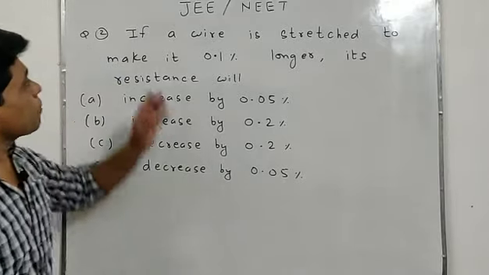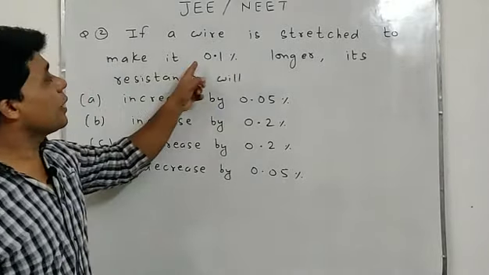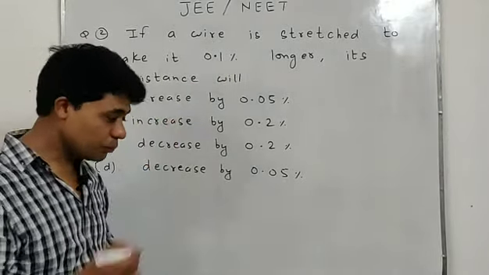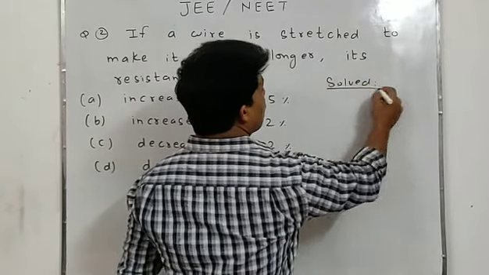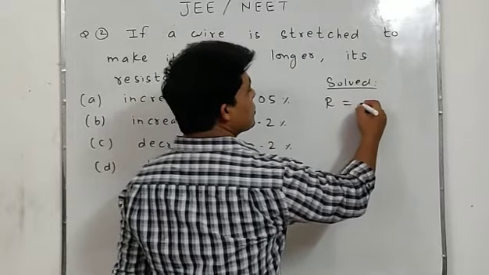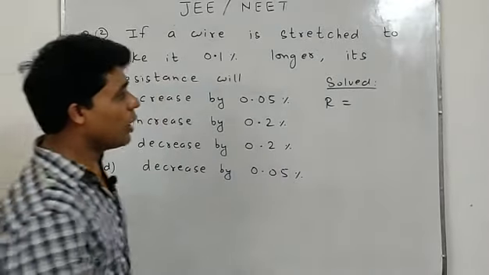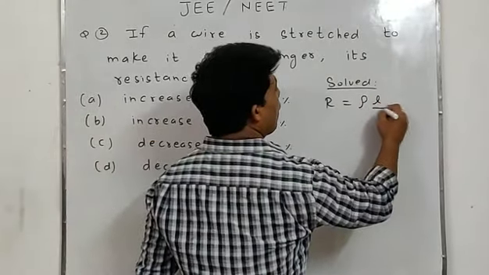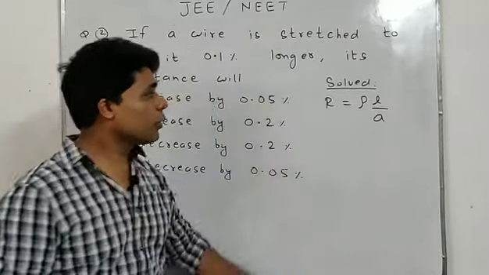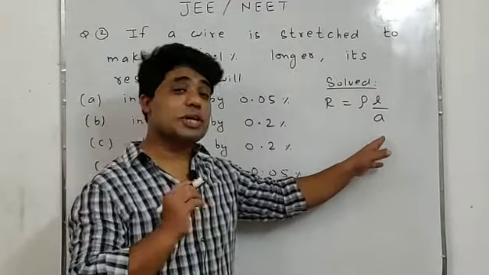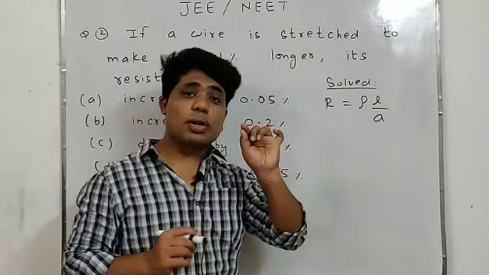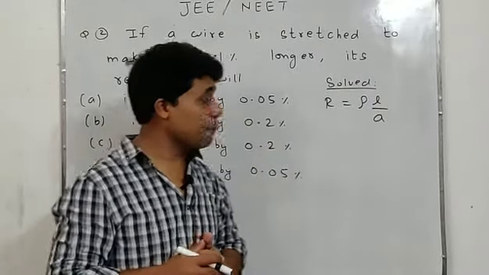Students, if a wire is stretched to make it 0.1% longer, I'm going to solve this question. Look, students, we know the relation between resistance and length: R equals rho L by A. Resistance is directly proportional to the length of the wire and inversely proportional to its area of cross section. And rho is called specific resistance or resistivity.